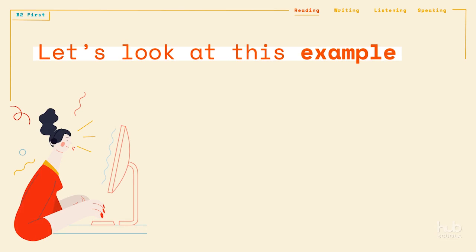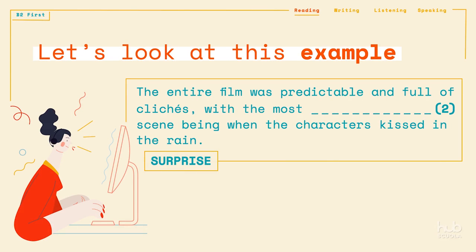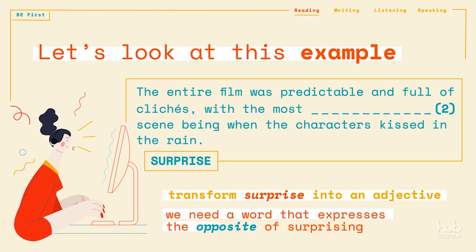Let's look at this example. First of all, we need to transform surprise into an adjective, which would be surprising. However, surprising does not make sense in this sentence. The entire film is cliché and predictable, which means that the scene is probably not surprising at all. Therefore, we need a word that expresses the opposite of surprising, which would be unsurprising.